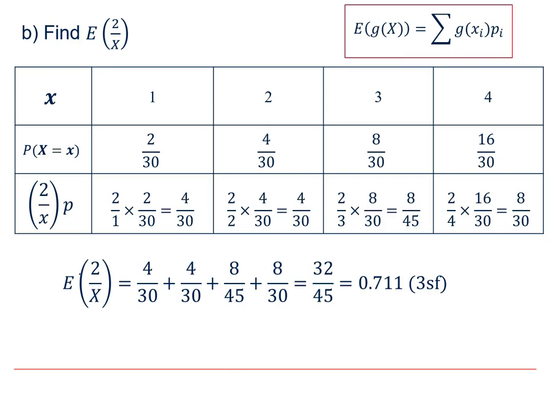And again, our expected value of 2 over x is the sum of all these individual items, and that gives us 32 over 45, or 0.711 to 3 significant figures for the expected value of 2 divided by x.